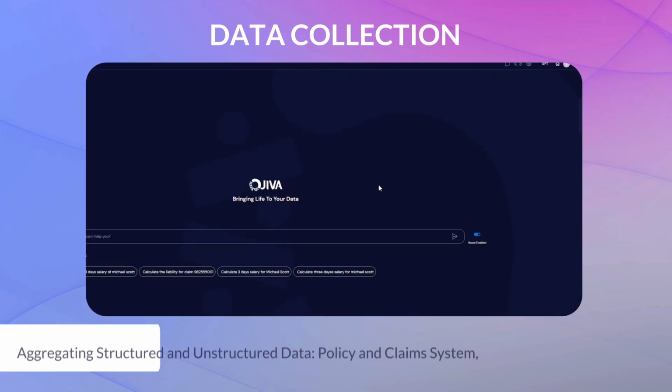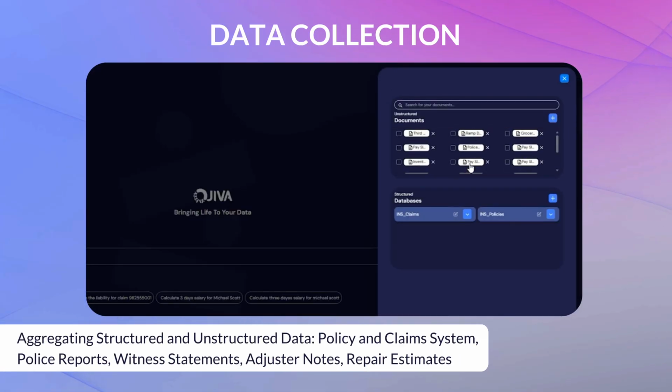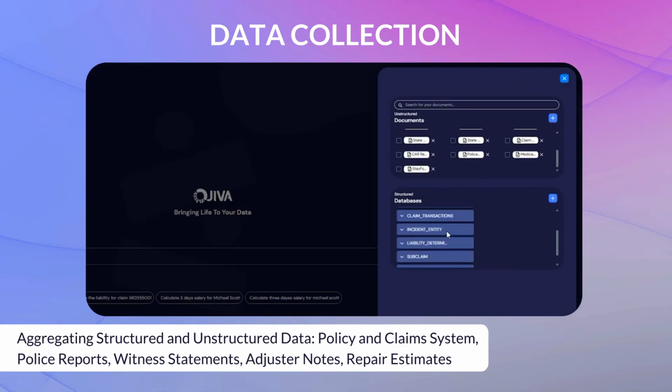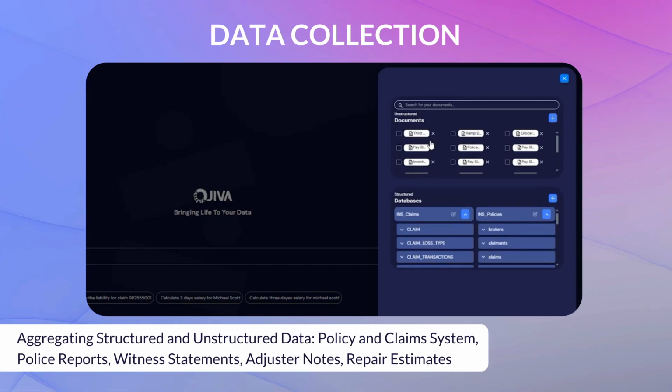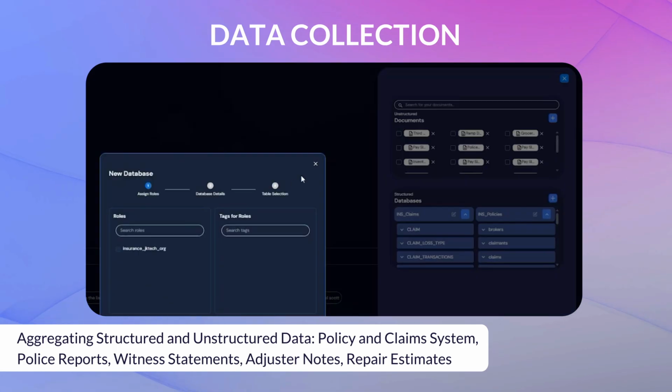When the claim is filed, data flows in from multiple sources: police admin and claims system, police verification report, witness statements, adjuster notes, repair estimates, photos, and many more.